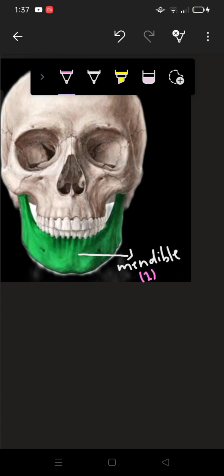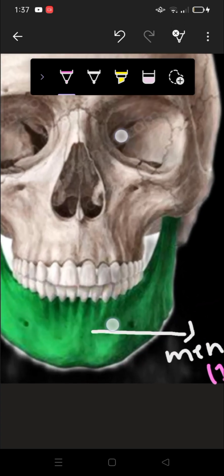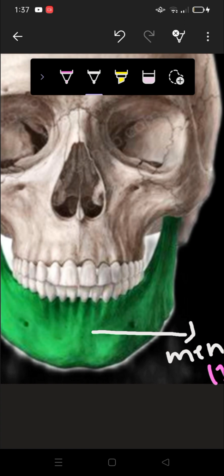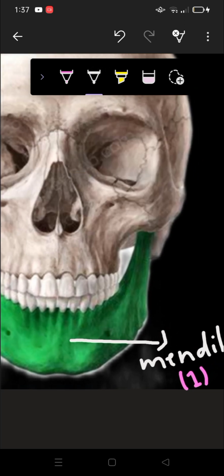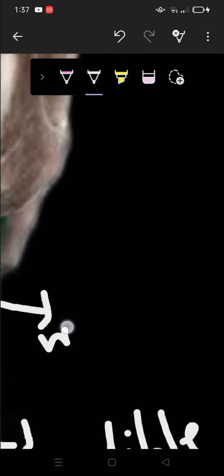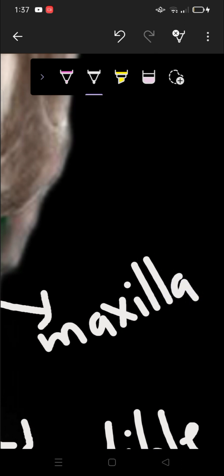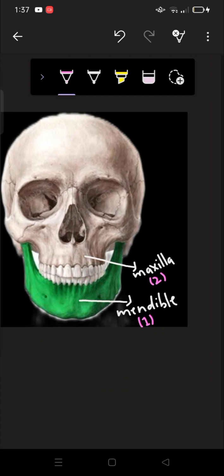Then we have 2 maxilla bones. As you can see, maxilla is the term which is used for the upper jaw. So we have 2 bones for the upper jaw, and those bones are known as maxilla. Let me write maxilla, and those are 2 in number. Maxilla are the 2 bones.